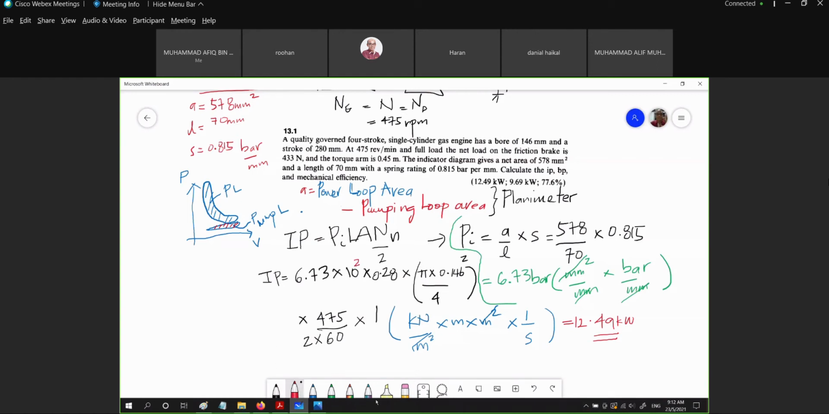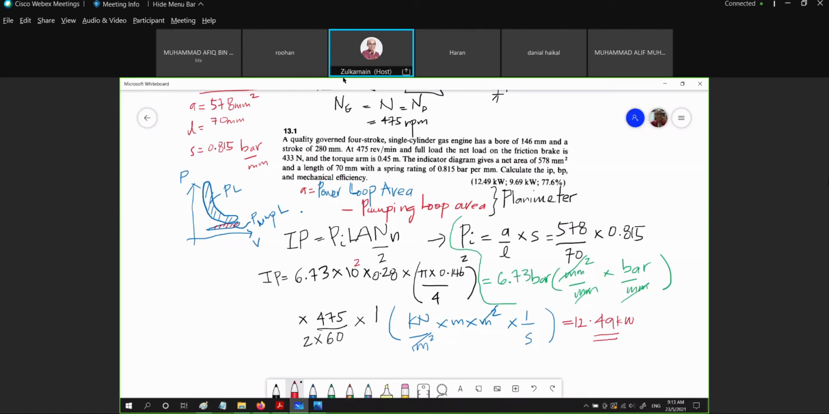Okay, thank you for that. Power of 2. Tukarkan bar kepada kilo. Okay, again, can you get 12.49 kilowatt? Yes, doctor. Anybody can verify that? Yeah, I got the same answer. Pardon, Rohan? I got the same answer. Okay, good. Alhamdulillah. So that is for our IP.